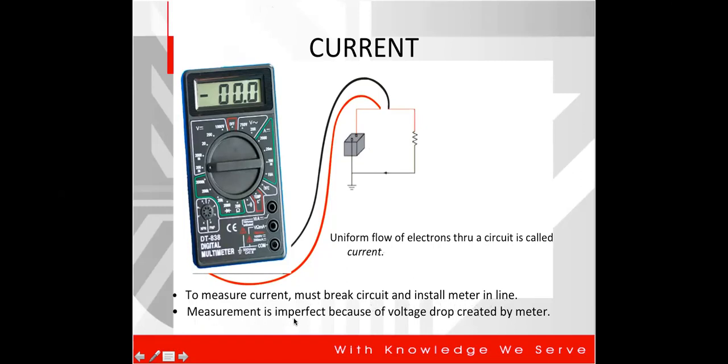Okay, measurement is imperfect because of voltage drop created by the meter. So the meter itself, when it goes inside the circuit, it will become the resistor, a resistor to the circuit itself. Okay, so there will be some measurement error, very small measurement error depending on the type of ammeter that you're using.